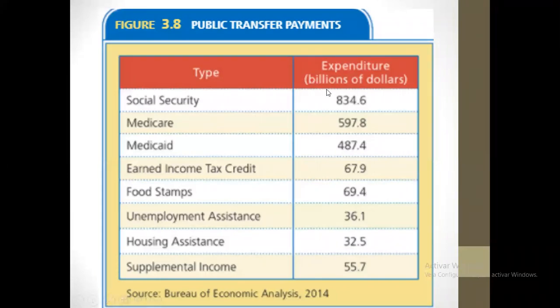Now over here, there's a chart that tells you how the millions and millions of taxes are put into work in different sectors of the government. For instance, Medicare, food stamps, unemployment assistance, housing assistance, supplemental income. All these programs are where the government helps you because of the market failure.